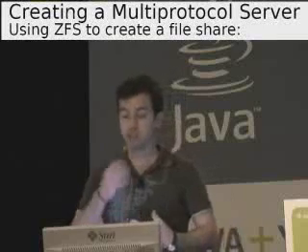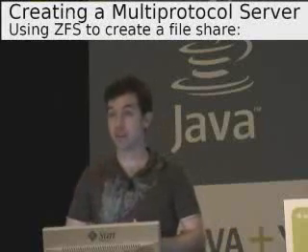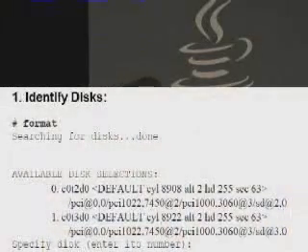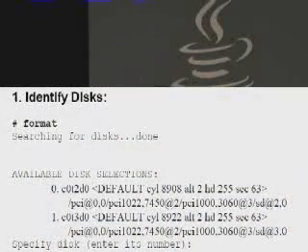When it comes to using ZFS to create a file share, you want to identify the disks that you have. And one thing to remember with ZFS is that if you actually use the whole disk for a ZFS pool, or use whole disks as part of that pool, then the write cache is enabled by default. And so you'll get some performance gains from that.